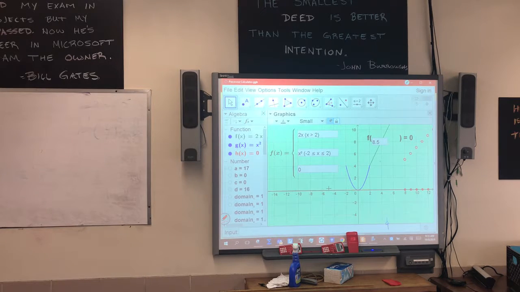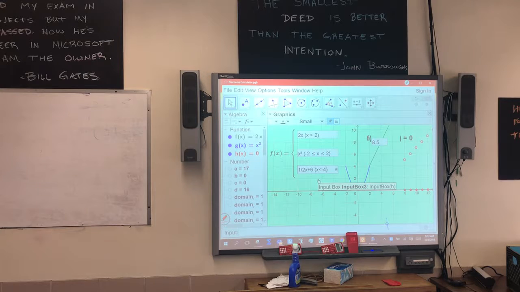Let's say I want to graph, I don't know, 1/2 x plus 6, but I only want that for values that are maybe less than -4. So x is less than -4. Hit enter. Okay.